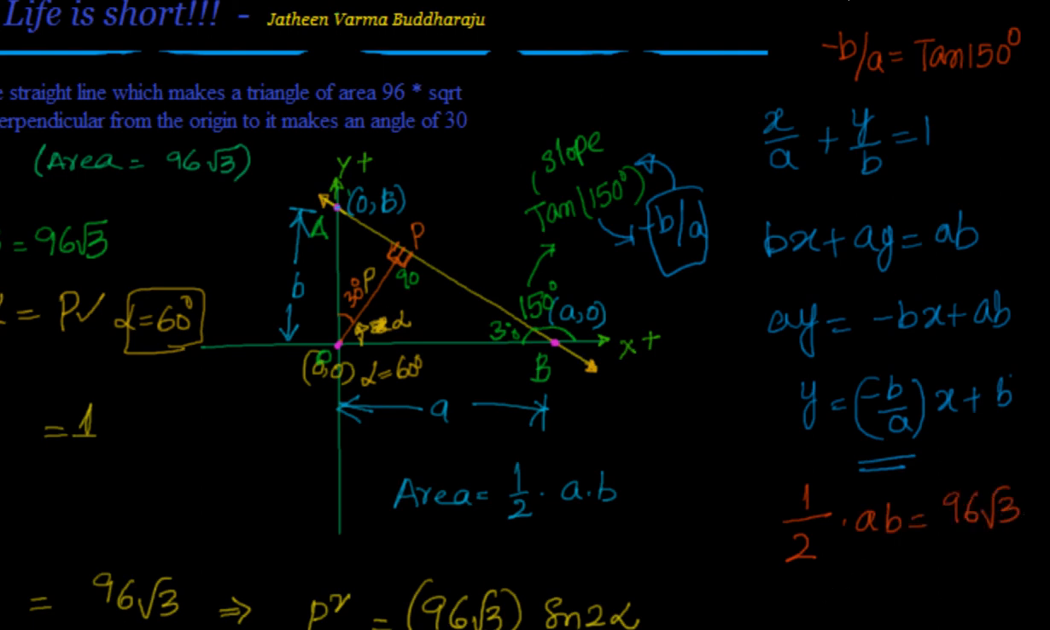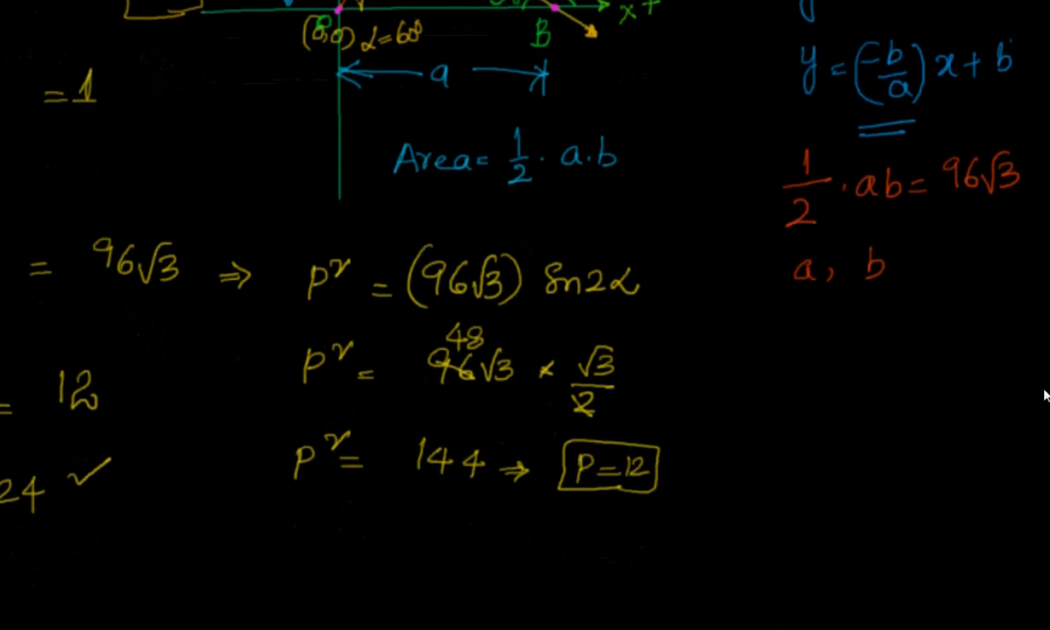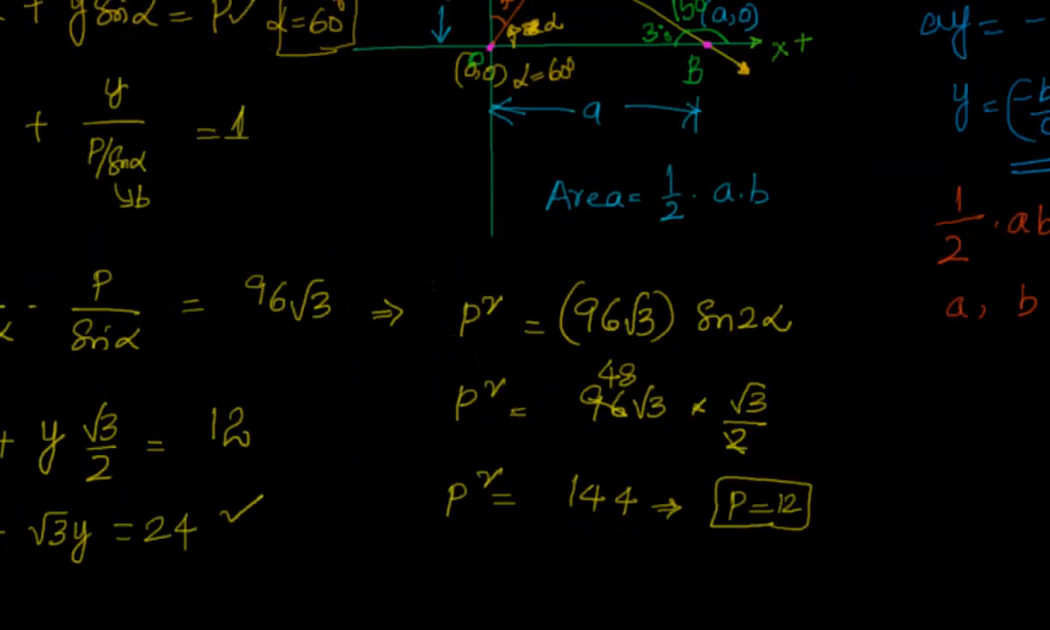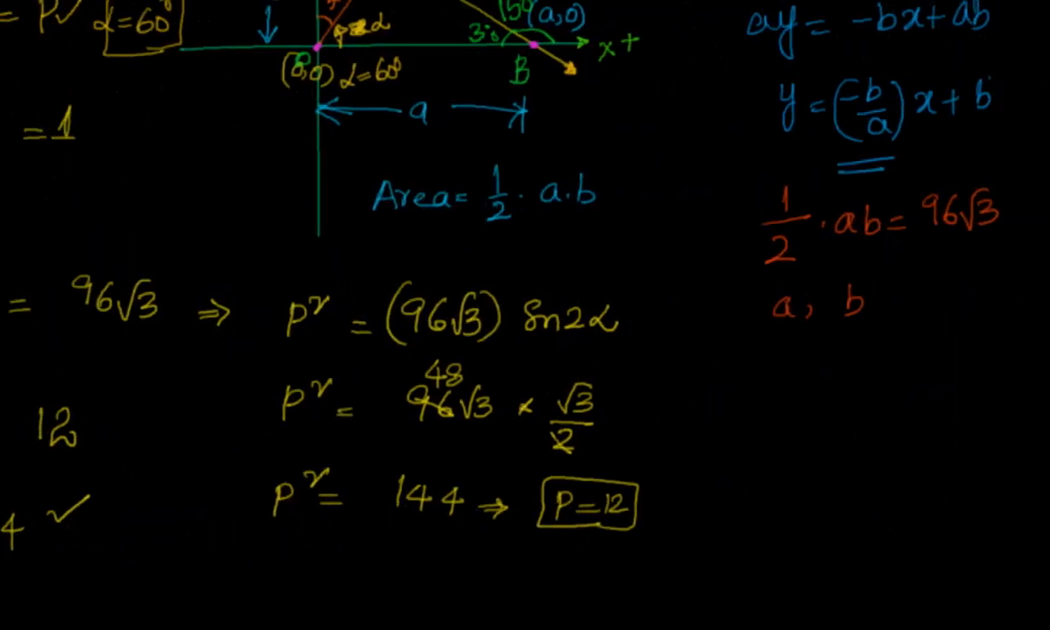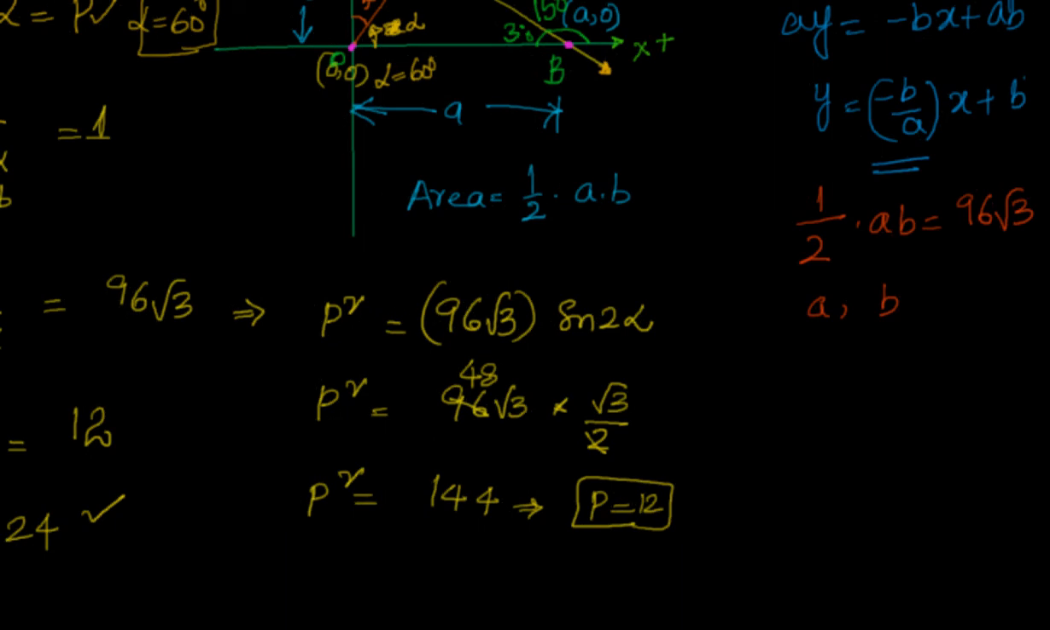So you have these two conditions. Using these, you can find the values of a and b, two equations, two variables. Substituting in x by a plus y by b equal to 1, you will get the same result, x plus root 3y equal to 24. So you can try that out. Let me repeat it again.